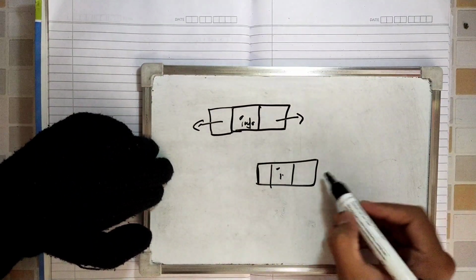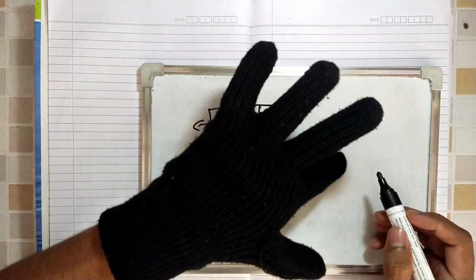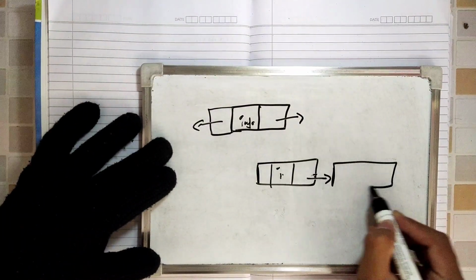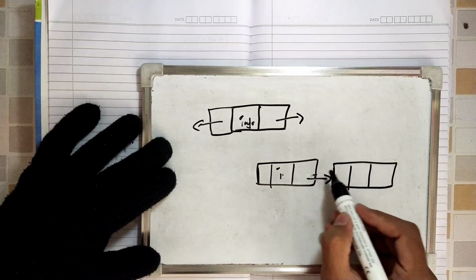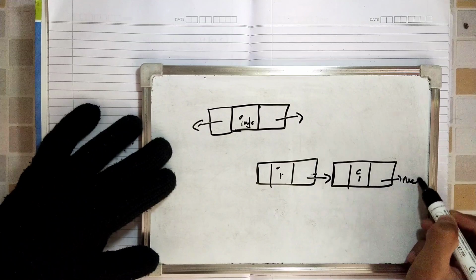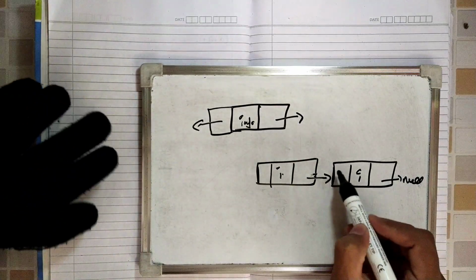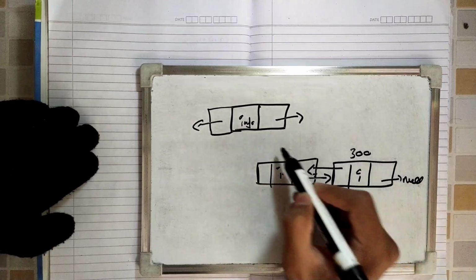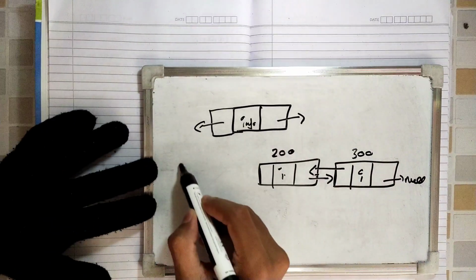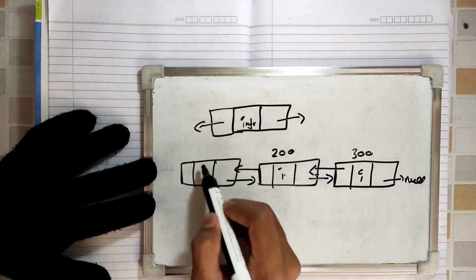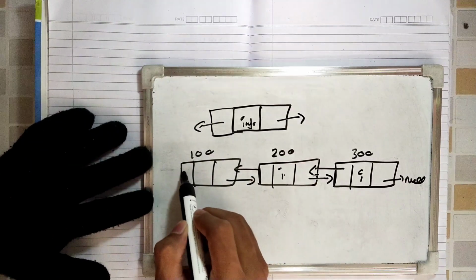So here info I will write I. This link will hold the address of this node, and here I will say null, not 0. It's not a circle, it's null. So this field will hold the address of this. Suppose this address is 300 and this is 200, and here another node is there. This holds the address of this, which is 100. And here it is null.